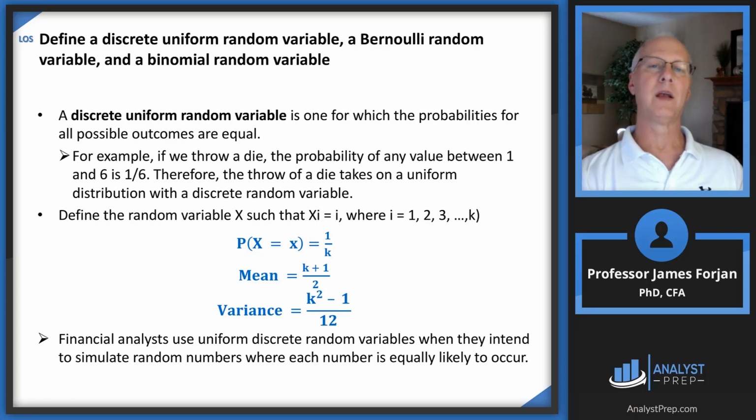Now, you might be thinking, how am I going to use this as a financial analyst? And clearly you're not going to say, oh, a stock has a 1/10 chance of occurring between 1% and 10%. You're not going to do that because stock returns can go way up and they can be negative. But what financial analysts typically do is that they use ranges of numbers that have an equal probability.